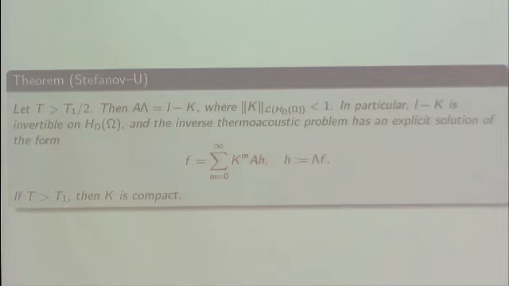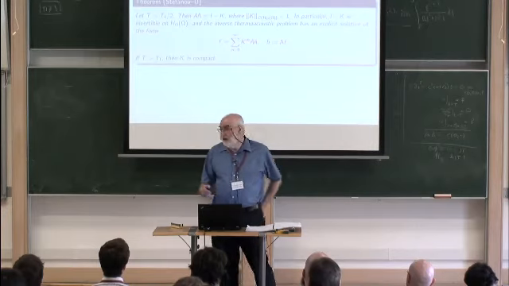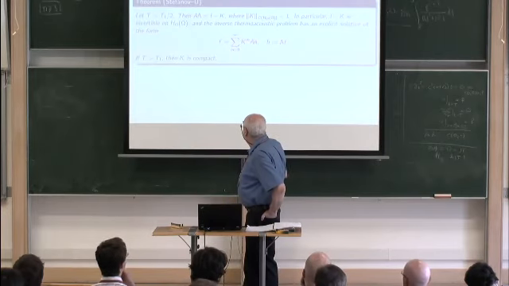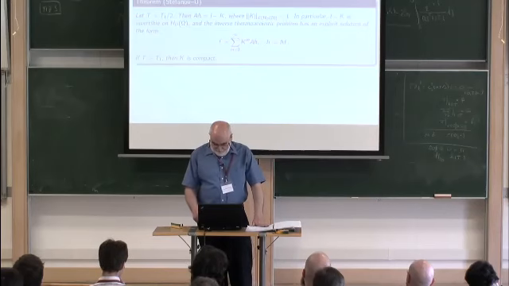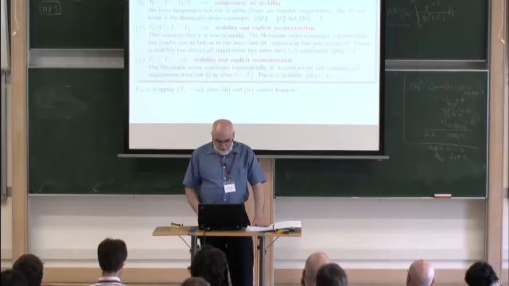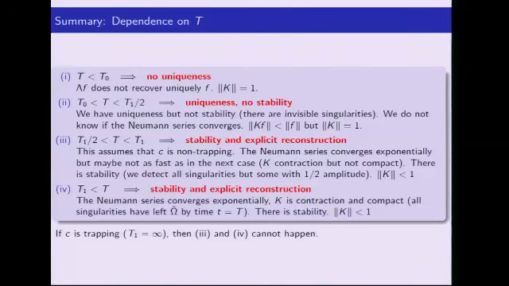If T is even larger, so that all the geodesics have left completely the domain for positive time and negative time, then this operator is furthermore compact. Okay, so I'm also going to show that. And then, the summary of the dependence on capital T: how much time do you need to measure? This is the diameter. There is no uniqueness if you measure less than that. You need finite time because of finite speed of propagation.